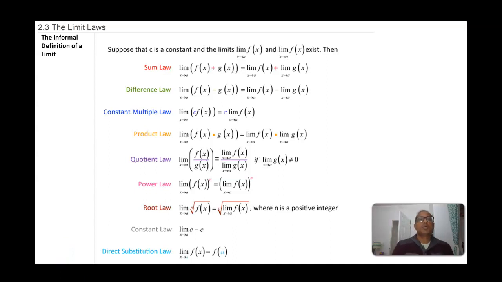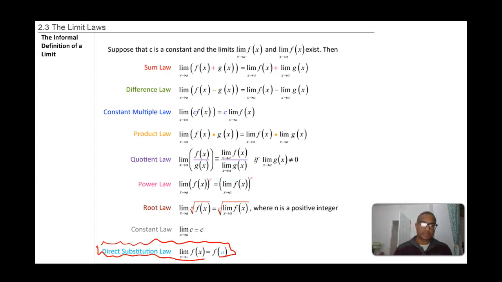In section 2.3, we will be talking about the limit laws. I will let you take a look at all these limit laws here. I'm not going to go through every single one of them, but please do take a look and we'll be applying them. The one we're going to be using a lot is the direct substitution law, which says that the limit of a function f of x as x approaches a equals f of a.